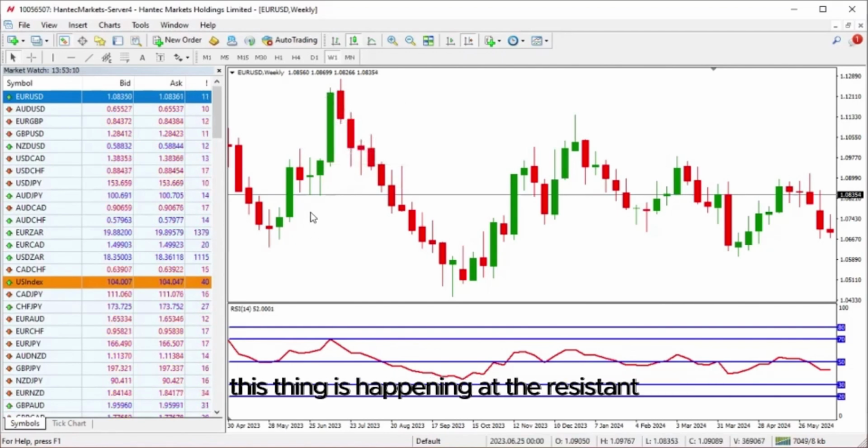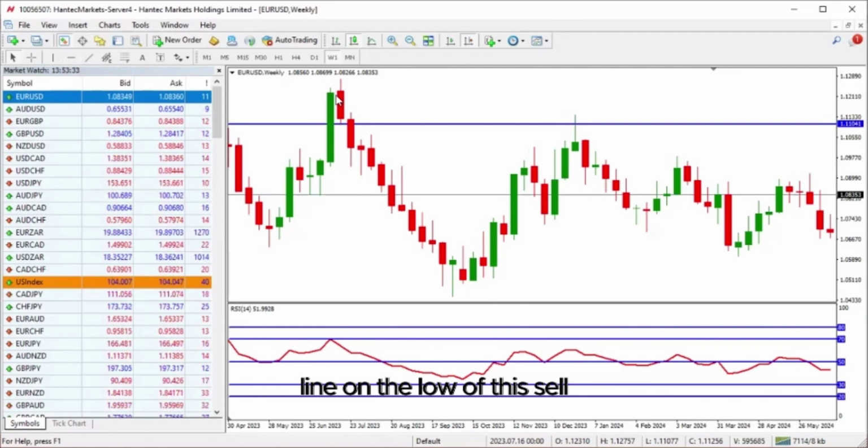Another thing we need to check, this thing is happening at a resistance and it coincides with an area of overbought. So this is a perfect dark cloud cover. So we should look for entry. How? We are going to pick a line, and the line we are going to use is a horizontal line, because I'm not going to use a trend line. If I use a trend line, it will give me a late entry. So I will pick a horizontal line and I will drop the horizontal line on the low of this sell candle.